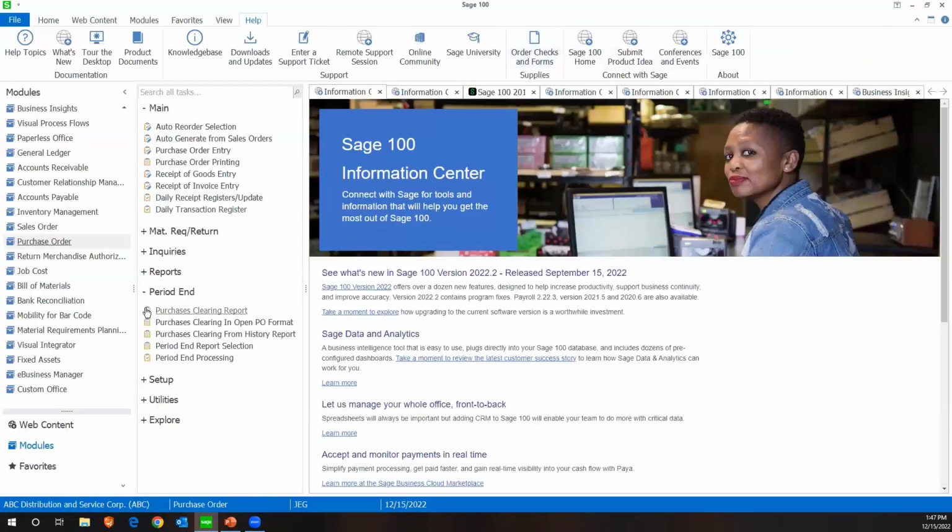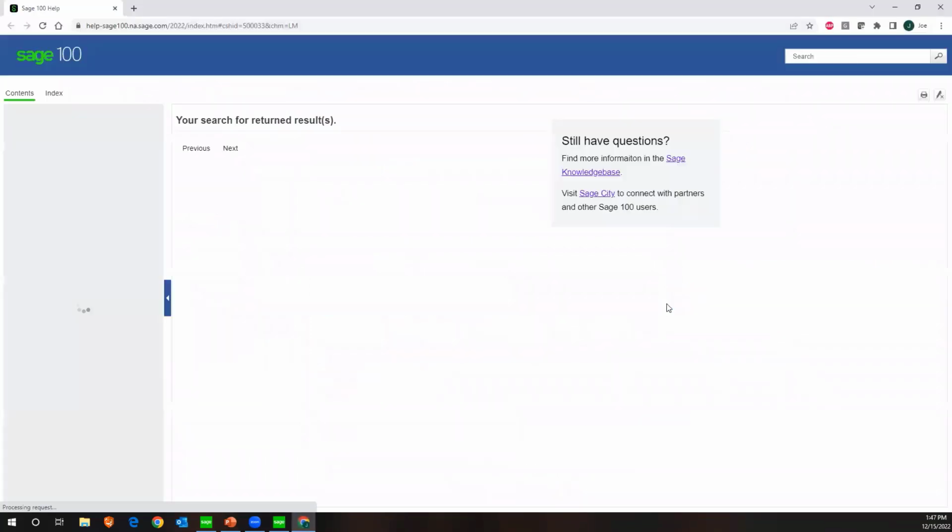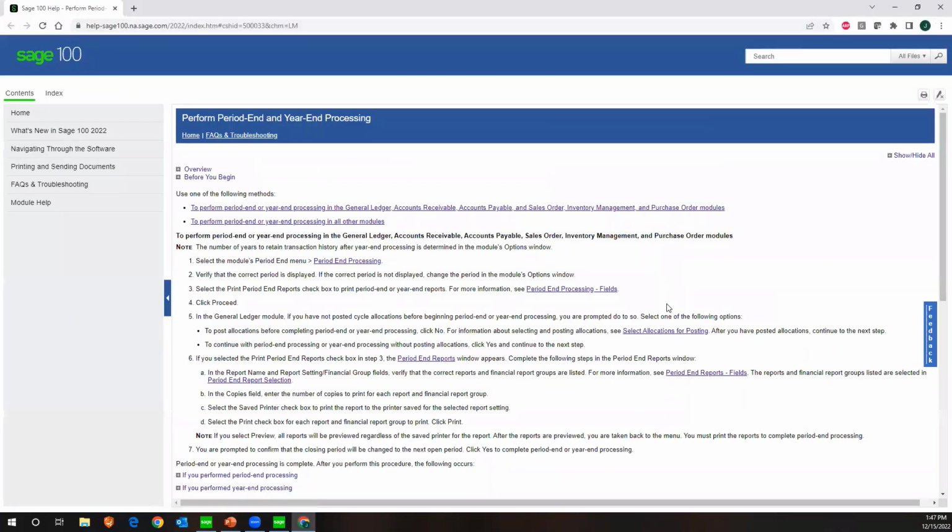Another way is when you're on period end processing, for instance, and you have one of these screens up right here, you can click on the question mark and go to perform period end, year end processing, and it'll take you into it from there as well. Okay. So there are different ways of getting into the help, and you can look at some of the help topics out there.